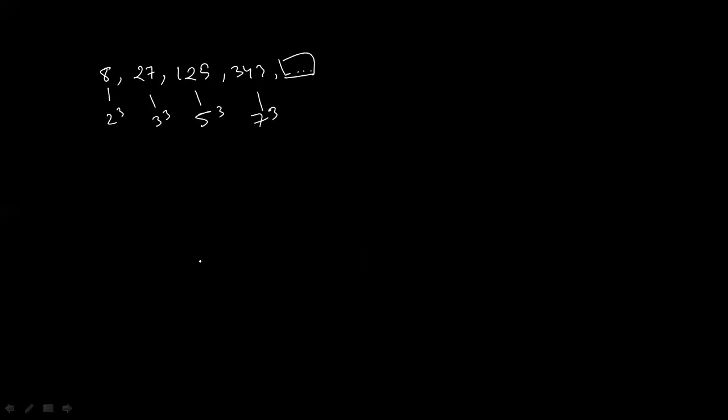Now if you see, 2 is the smallest prime number, 3 is also a prime number, 5 is also a prime number, 7 is also a prime number. That means these are the cubes of the consecutive prime numbers. So what is the consecutive prime number after 7? The consecutive prime number after 7 will be 11. So the answer will be 11 cube, and you have to remember 11 cube is 1331.